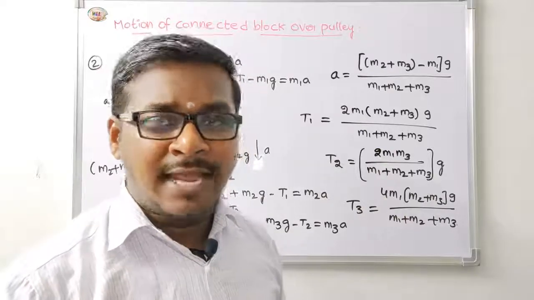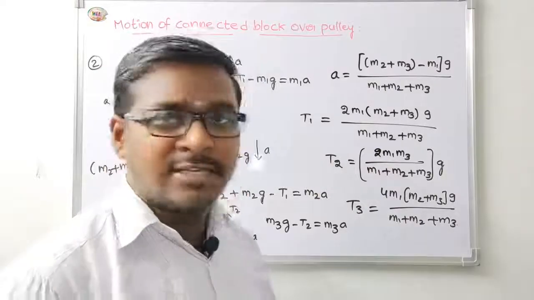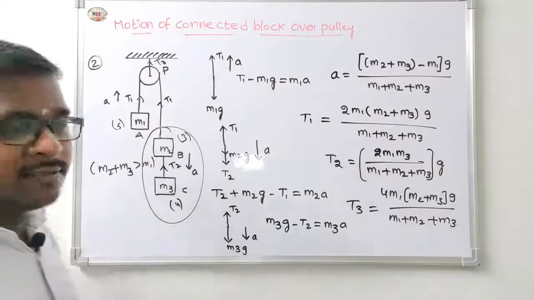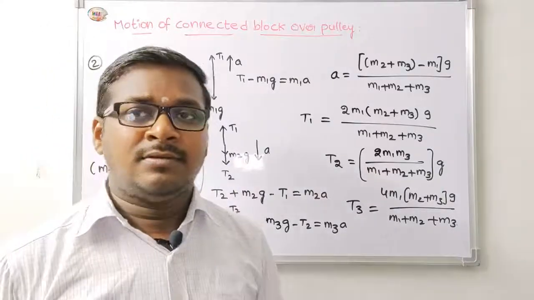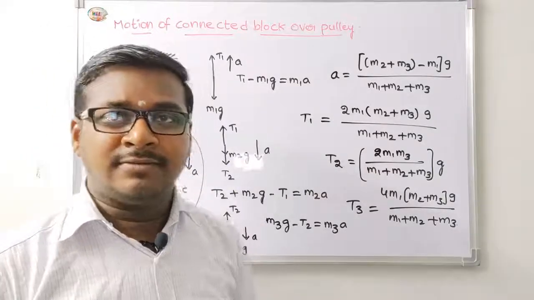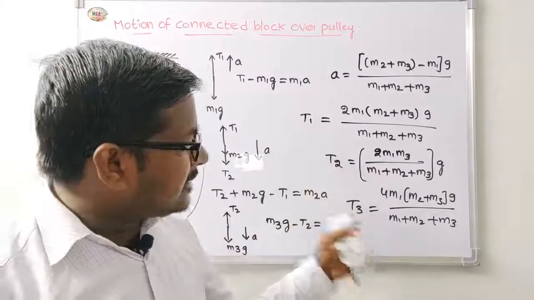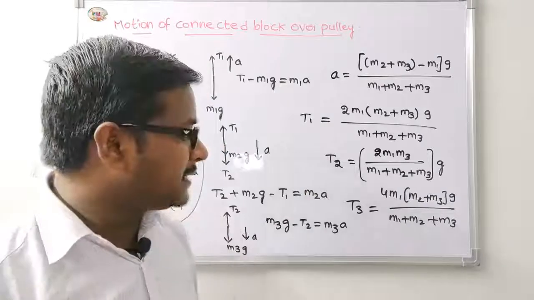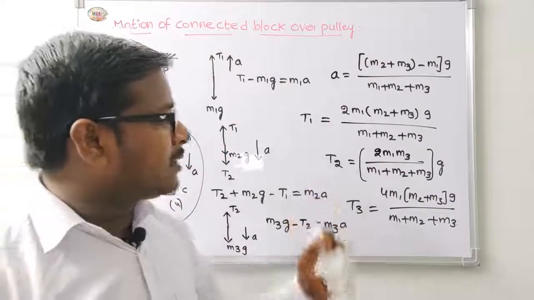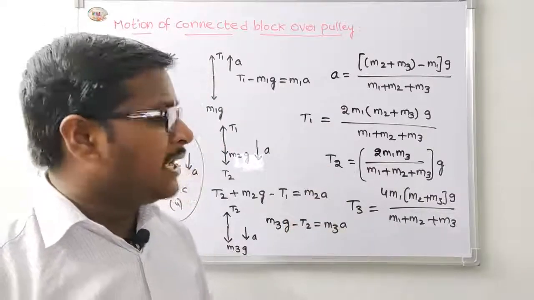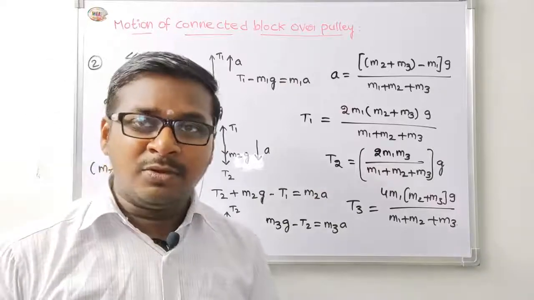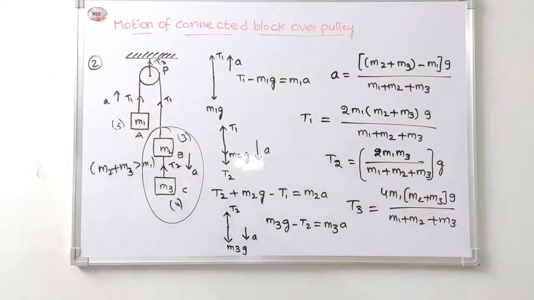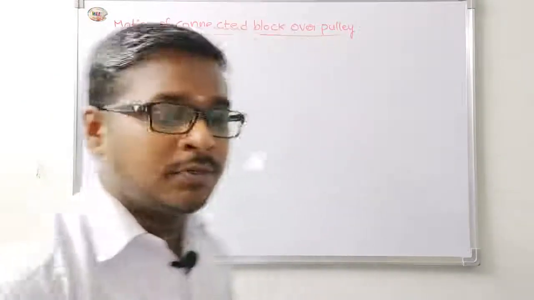In the previous condition there was one tensile force. In this condition there are 3 tensile forces, because 3 blocks are connected in a string. T3 is equal to 4 m1 into m2 plus m3 by m1 plus m2 plus m3 into g. Then T2 is equal to 2 m1 m3 by m1 plus m2 plus m3 into g. This is the second condition. Next, the third condition.